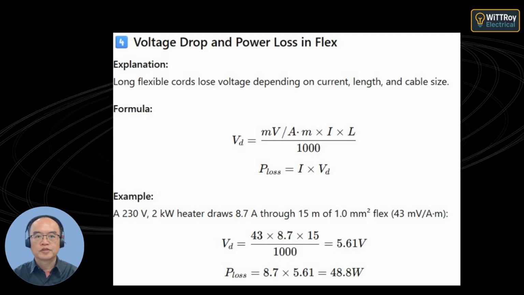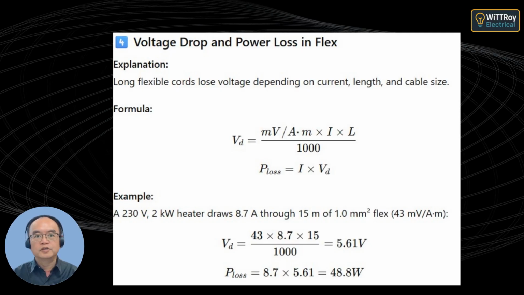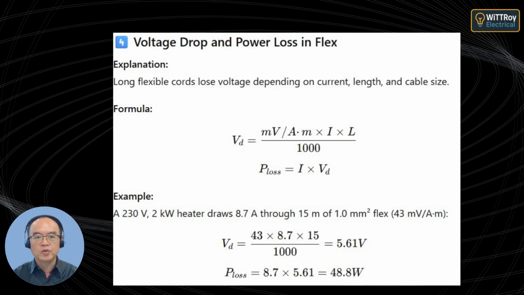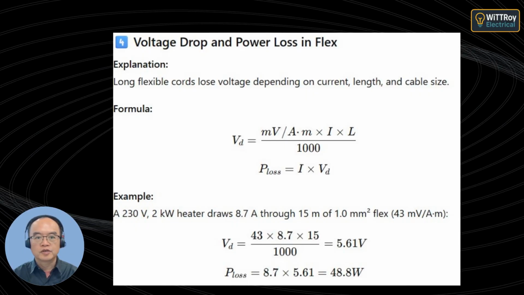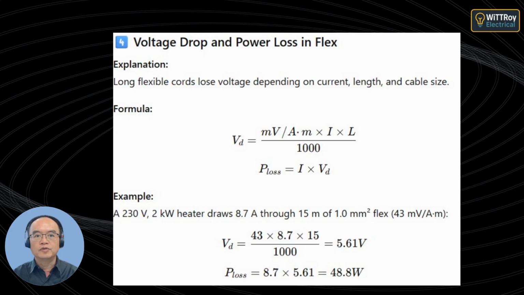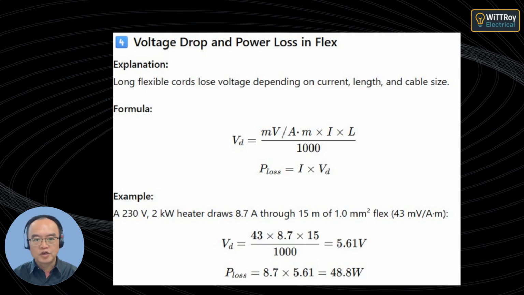Every cable has resistance, so voltage drops slightly along its length. We use V drop equals millivolt per amp meter times current times length divided by 1000. For example, an 8.7 amp heater on 15 meters of 1.0 square millimeter flex will drop about 5.6 volts. That causes around 49 watts of power loss in the cable.